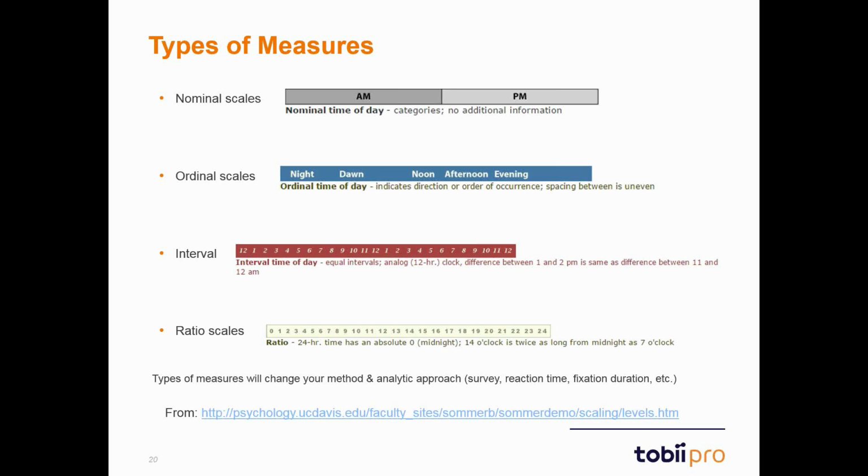Whereas for some things, say nominal scales, with a situation like AM and PM, there are two categories, and without additional information you don't really know that one is bigger than the other or that there is any ordering. So the general idea is that there are different types of measurement, and when you are measuring things in the world, it's good to think about how you go about this, because it can change the statistical approach or the methods that you use. If you're looking at surveys, maybe you're doing something closer to nominal or ordinal scales, whereas something like fixation durations is probably going to be closer to ratio.